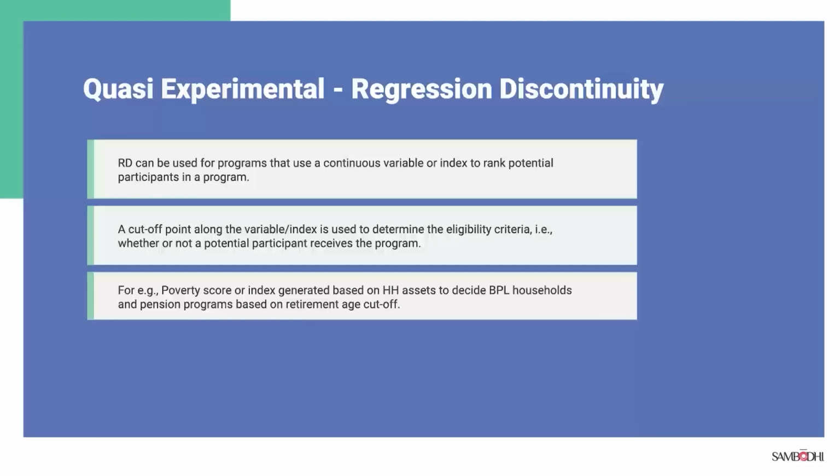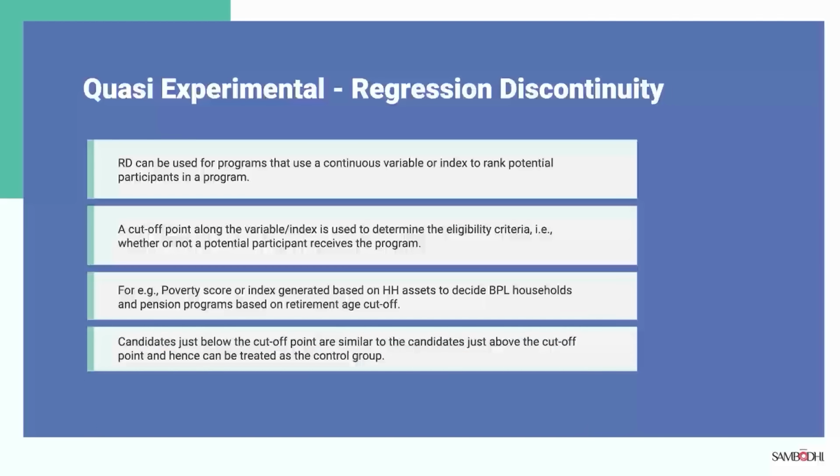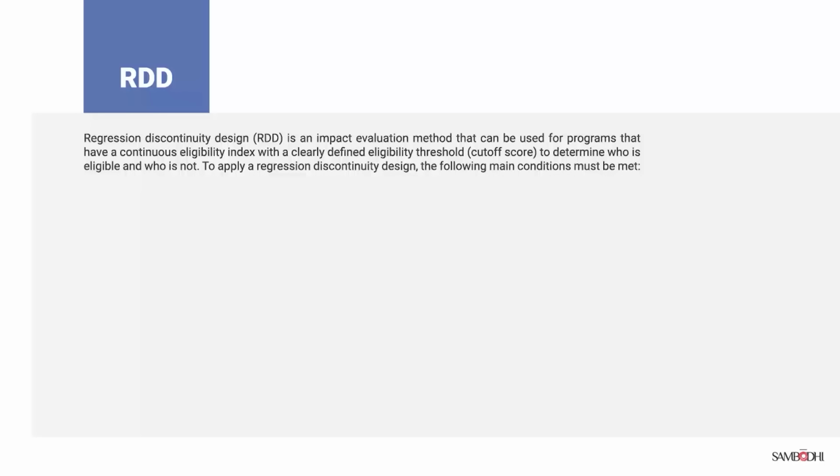For example, a poverty score or index generated based on assets to decide BPL households, or pension programs based on a retirement age cutoff. Here, the candidates just below the cutoff point are like the candidates just above the cutoff point. So, they can be treated as the control group. Now let us understand what regression discontinuity design, RDD, is. It is an impact evaluation method that can be used for programs that have a continuous eligibility index with a clearly defined eligibility threshold. It determines who is eligible and who is not.